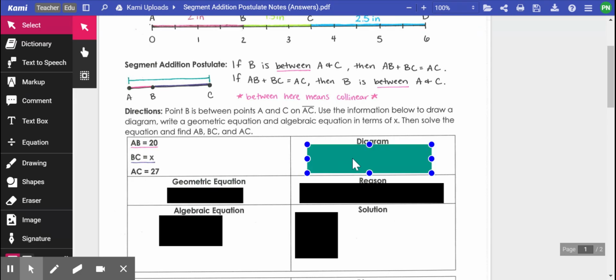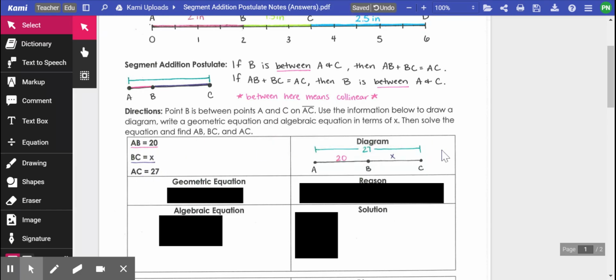So for our very first one, we need to draw something similar to this diagram with points A and C on the end. Point B can go wherever we want it to, and then we just want to label it with this information. So this is what my diagram would look like. And again, B could go anywhere. We don't actually know. This is an easy one that you can just do in your head.